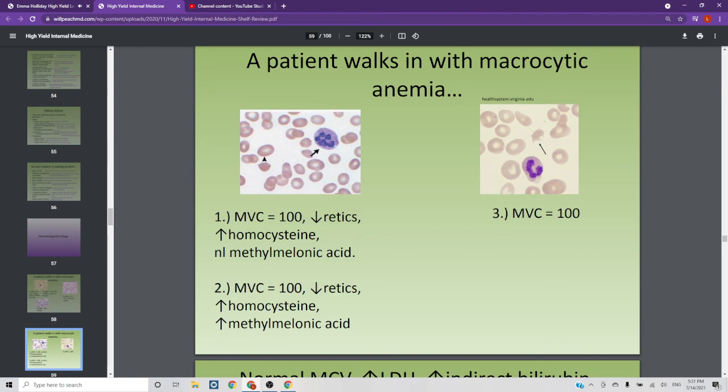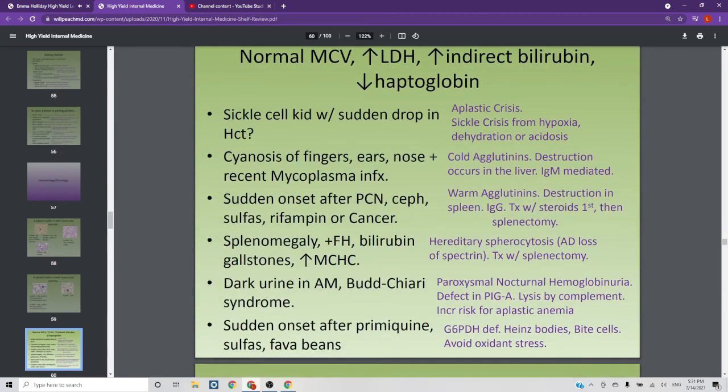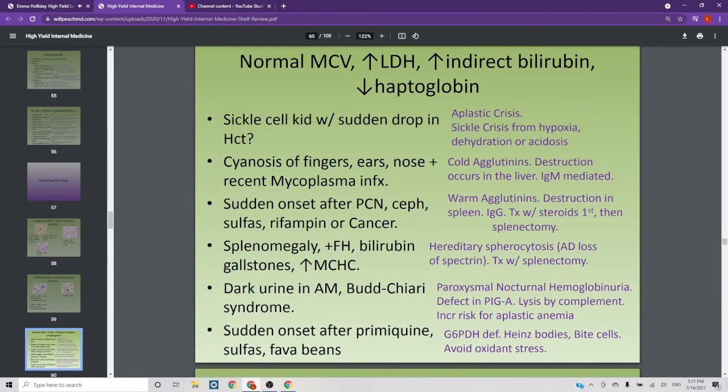Okay, so what if the MCV is normal, but LDH is high, so is indirect bilirubin, and the haptoglobin is low? What are we worried about? What would cause high LDH in the blood, high indirect bilirubin? Hemolysis. So these are all cases of hemolytic anemia. A sickle cell kid with a sudden drop in hematocrit, that's an aplastic crisis or a sickle crisis. So the causes for that are either hypoxia, dehydration, or acidosis.